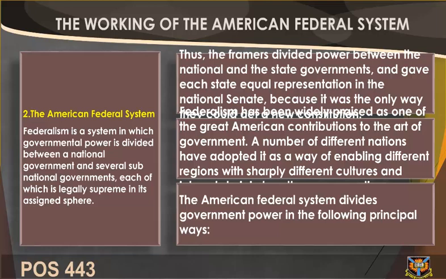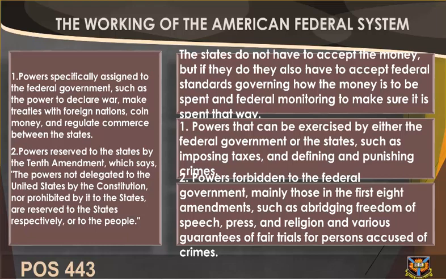The American federal system divides government power in the following principal ways. 1. Power specifically assigned to the federal government, such as the power to declare war, make treaties with foreign nations, coin money, and regulate commerce between the states. 2. Power reserved to the states by the 10th Amendment, which says the powers not delegated to the United States by the Constitution nor prohibited by it to the states are reserved to the states respectively, or to the people.